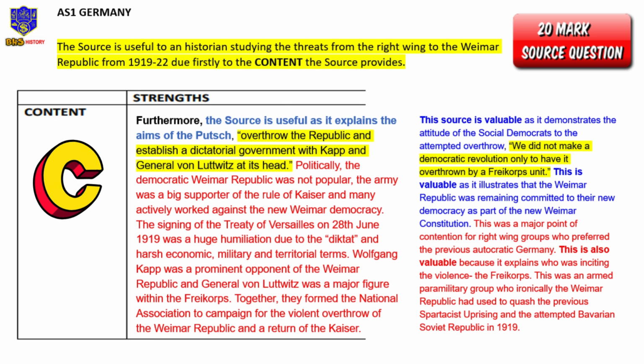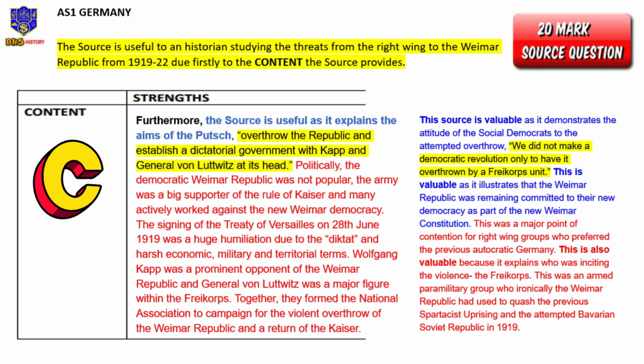Well, you continue with that there, plundering of the source for information. So I'm going to use this one now. Okay, so it explains the aims of the putsch is to overthrow the Republic and establish a dictatorial government with Kapp and von Lüttwitz at its head. And I explain it. Okay, so politically, the Weimar Republic, the democratic Weimar Republic, was not popular. The army, big supporter of the Kaiser. Many worked actively against the new democracy, and then the Treaty of Versailles was regarded as a diktat. Okay, and von Lüttwitz and Wolfgang Kapp team up to try to seize control and form a national association.